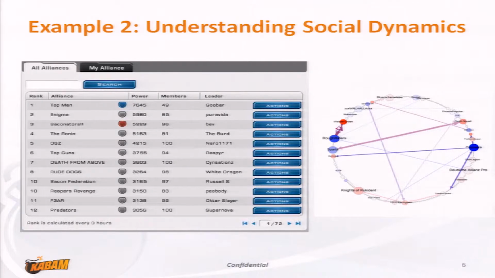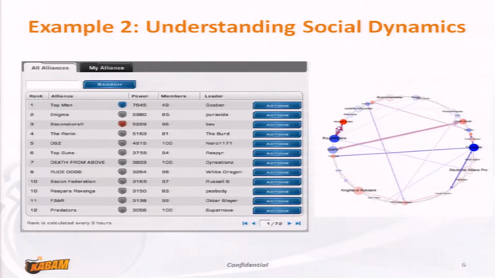The second example is about understanding the social dynamics of our game. And one key mechanic in our game is the ability for our players to battle against one another. We call that PvP, or player versus player. And then there's also a concept of an alliance, where a group of players can team up and compete against another group of players. We call them alliances.